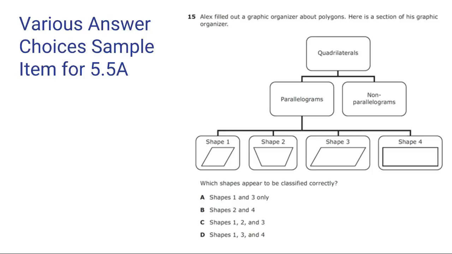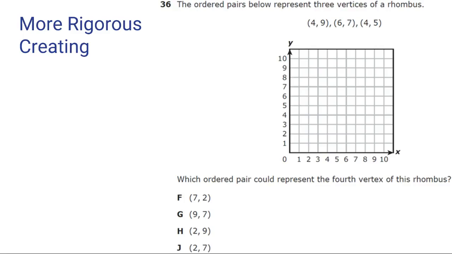This seemed to happen more in the geometry and measurement strand. Notice that we can have shapes 1 and 3 only, shapes 2 and 4, or we can have 3 shapes. This used to be taught mostly in high school, but notice that we have it as low as 3rd grade now. The items are more rigorous. In some cases, the kids have to create the problem or the answer choice so that they can see what the answer would be. Such as in this particular item, they have to actually create the rhombus to be able to answer the question. Notice it's a blank grid with points and a question.